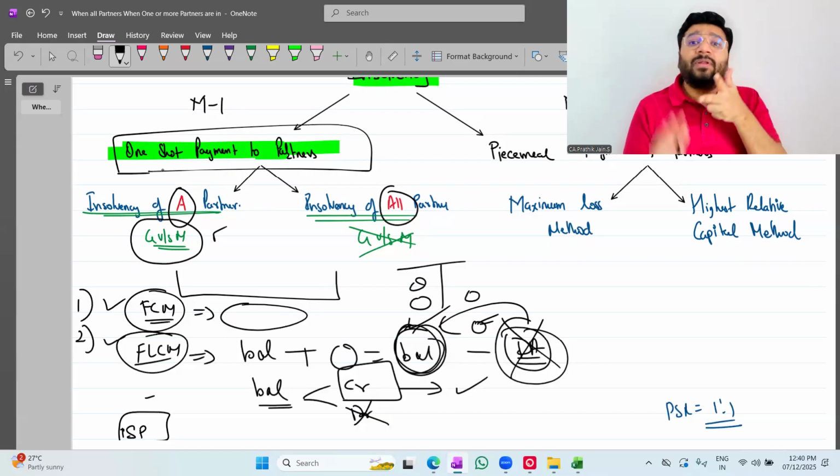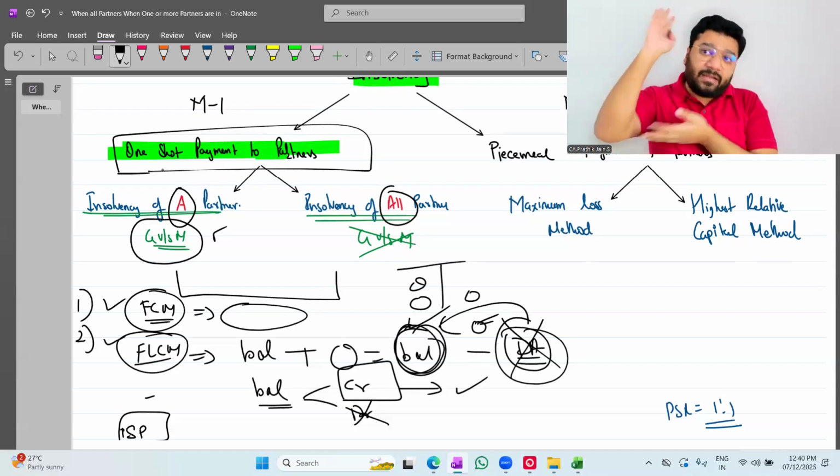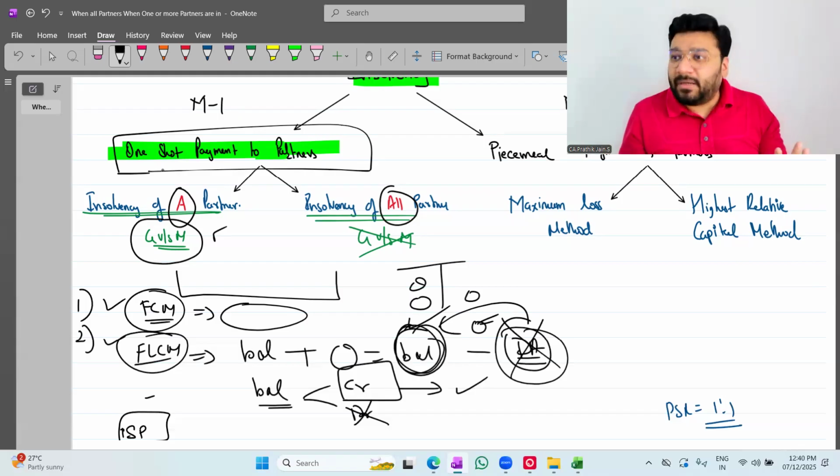Means here the partners will wait till the entire money is coming in. Then we'll make the payment. We're not making the payment in between. We'll make the payment at the end, when everything is over. But this scenario is very much rare, not regularly followed.